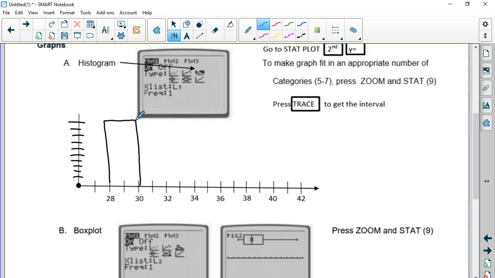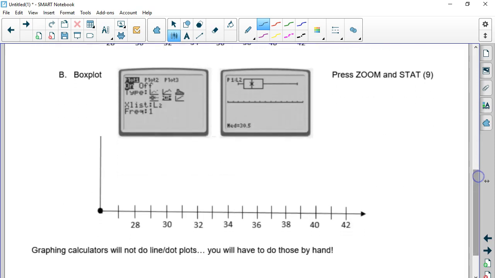And then from 30.2 to 32.4, there's 5. So 1, 2, 3, 4, 5. 32.4 would be about there. And then 34.6, there's 3. So a little bit past 34.5. And then up to 36.8, almost 37, there's only 1. And then up to 39, there's 0. And then at 39 to 41.2, there's 1. That's what it would look like.